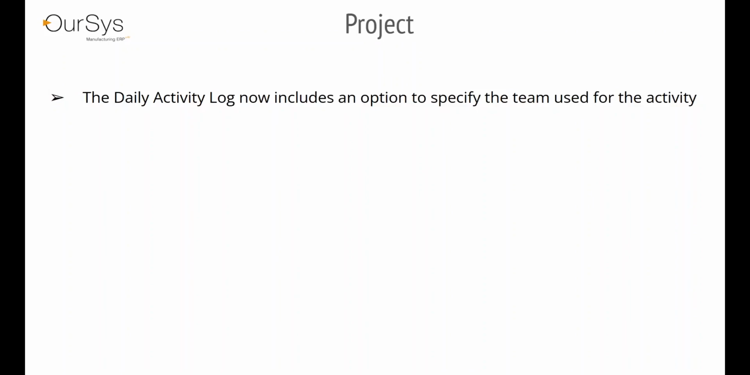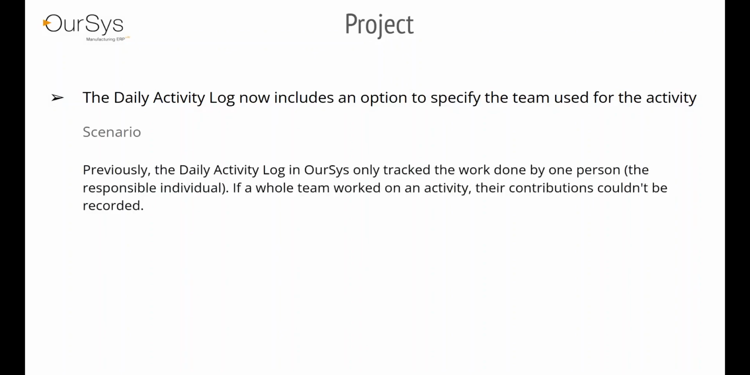The daily log now has an option to specify the team used for the activity. Before, the daily log activity hours only recorded the work done by one person, the person in charge. If a team worked on an activity, their contribution couldn't be recorded. OurSys now allows users to enter information about the team while filling out the daily log. This helps the system calculate the project cost more accurately by including the salaries of everyone on the team working on the activity.